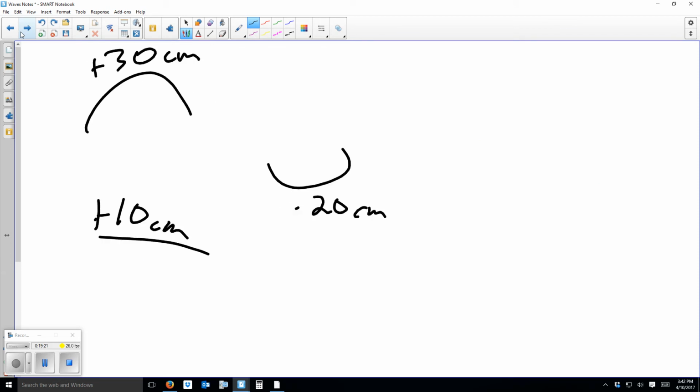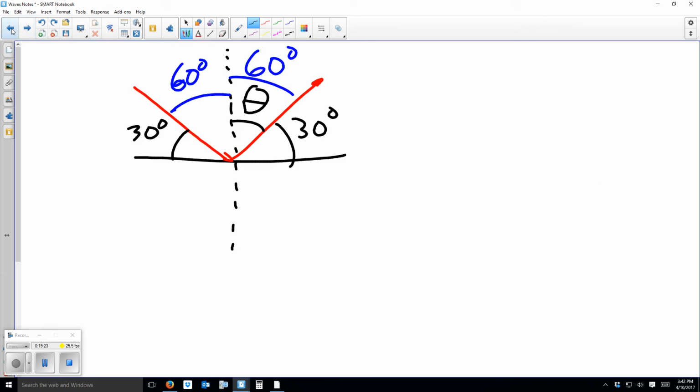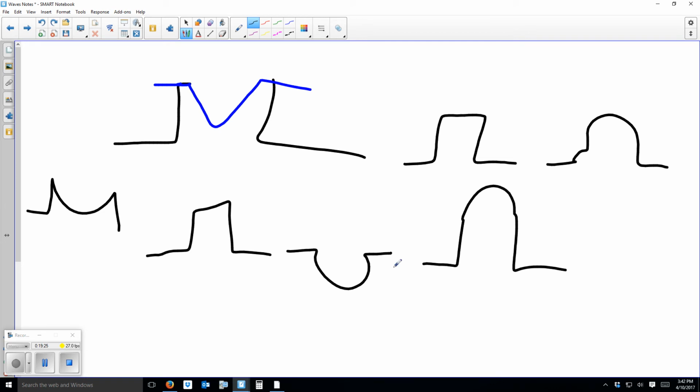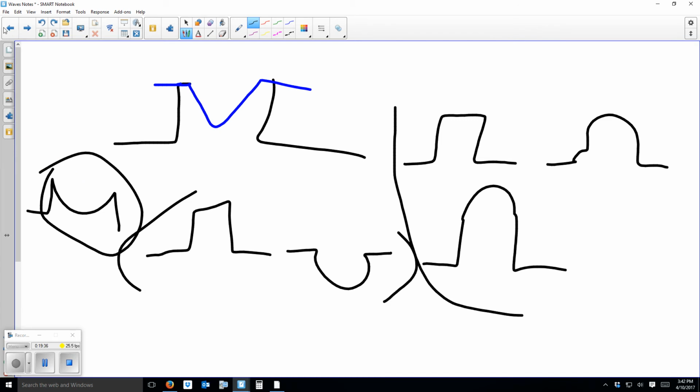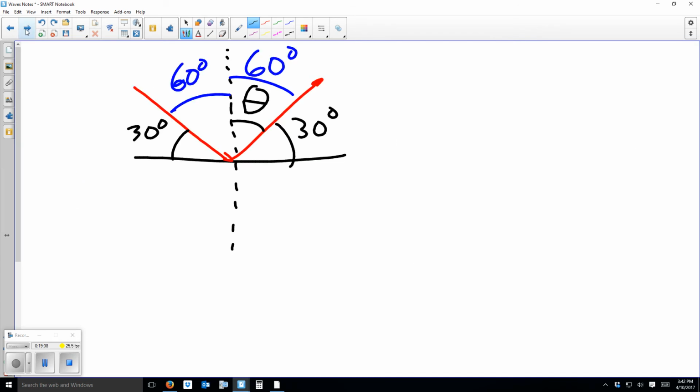the superposition stuff. If these two added together, you would get this shape, but if these two added together, you would get that shape there. Remember, we're always talking about the angle with the normal line being equal, not necessarily the angles with the surface.